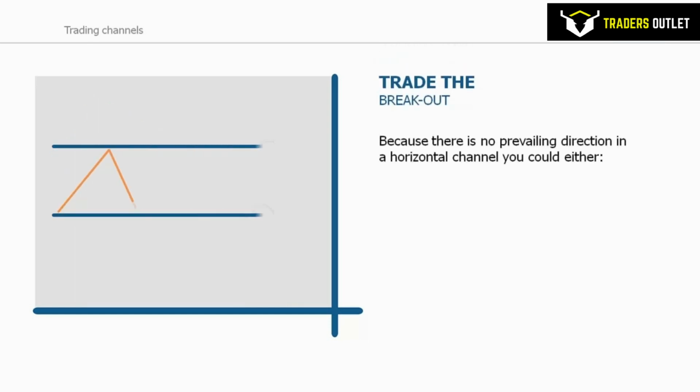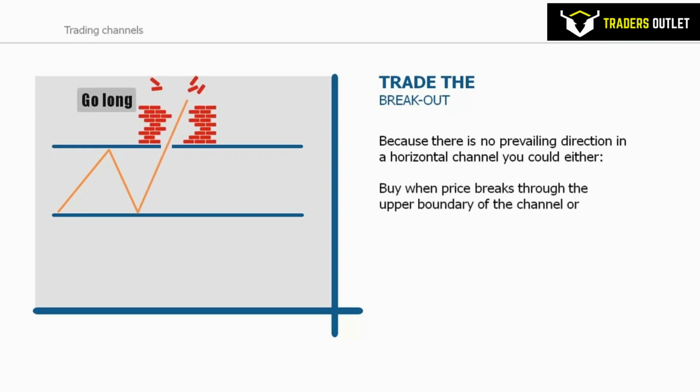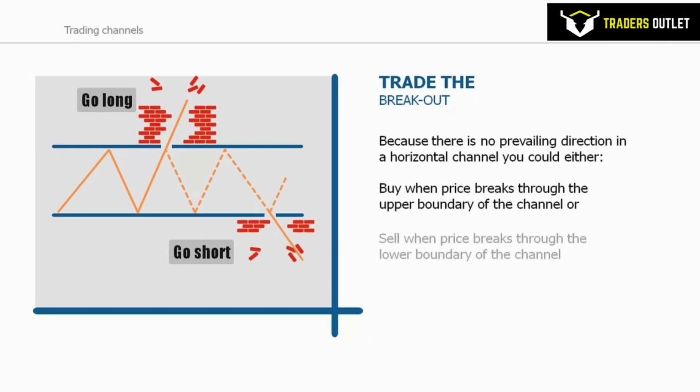Because there is no trend in a horizontal channel, you can do both. Go long at the breakout of the upper boundary or go short at the breakout of the bottom boundary.